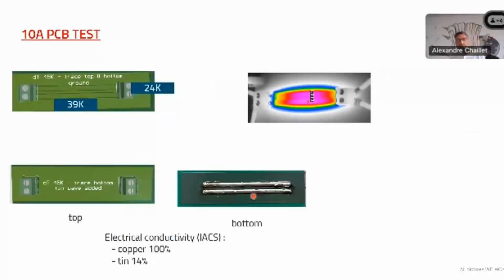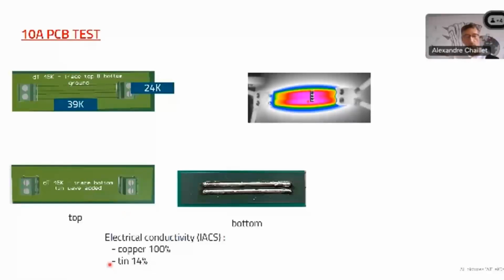Another thing, a very simple tool, is to add tin on your trace. Then you just have to remove the resin on your trace when you design your PCB, and then you use wave soldering, and it will naturally be done if it's on the bottom layer. Or if you use reflow, then you put tin paste here, and it will be soldered during the reflow process.